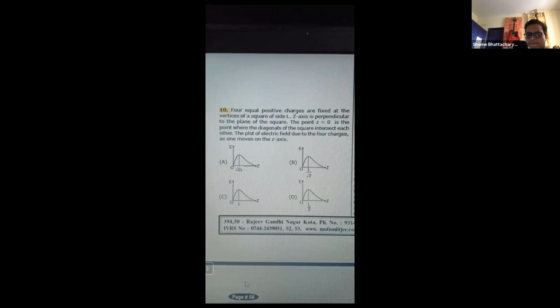Okay, so 10th question, let us look at this one. It is a relation between 4 equal positive charges are fixed at the vertices of a square of length L. Z axis is perpendicular to the plane of the square. The point Z equal to 0 is the point where the diagonals intersect, so it's the centroid. Then the plot of electric field versus the distance Z.